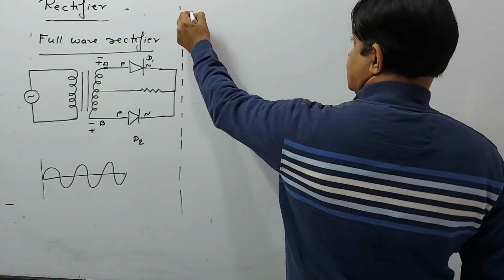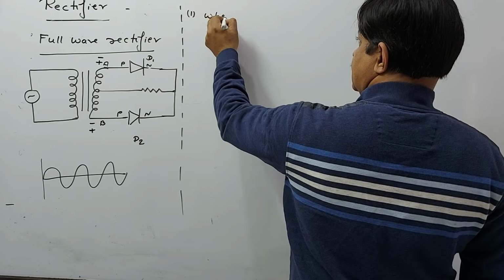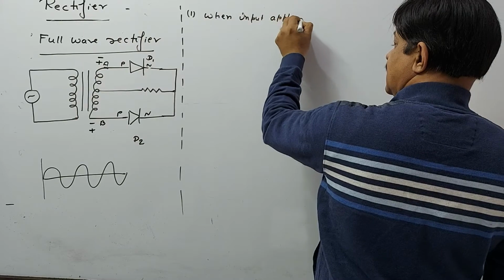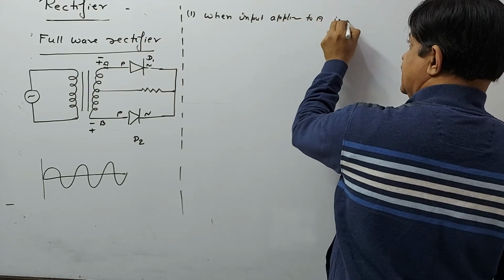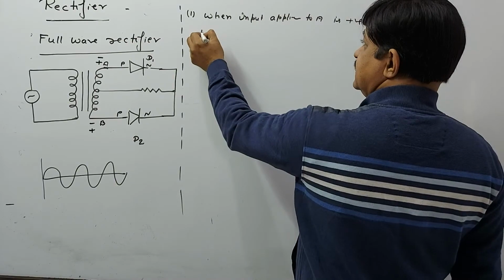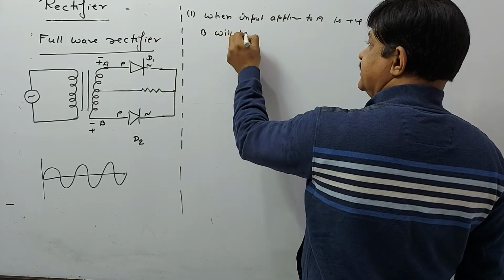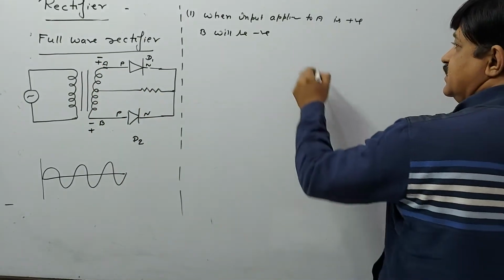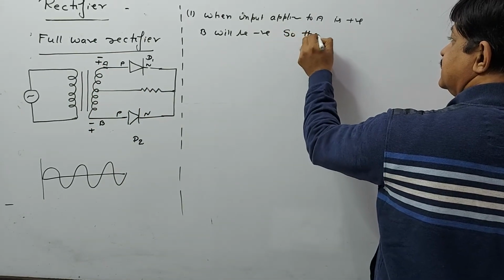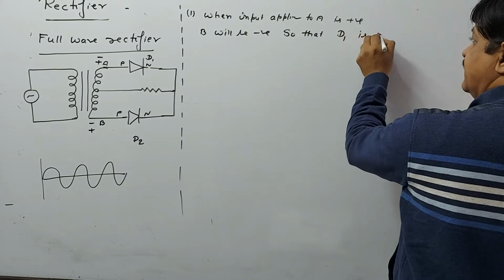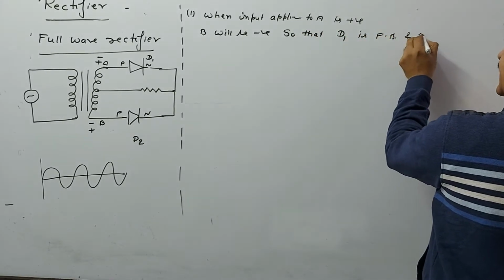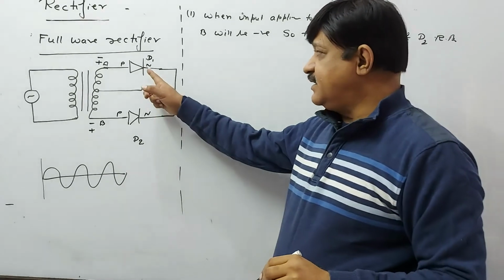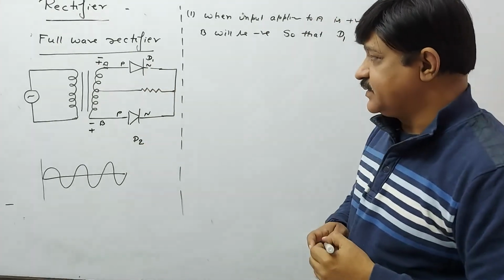So in its working, when input applied to A is positive, B will be negative. जब भी इस पे पॉजिटिव होगा इस पे नेगेटिव होगा. So that D1 is forward bias and D2 reverse bias. At a time एक डायोड फॉरवर्ड बायस हो गया, एक टाइम रिवर्स बायस हो गया.